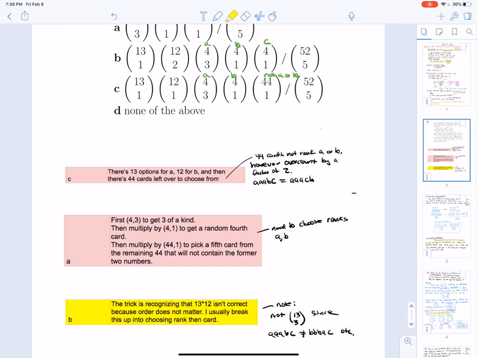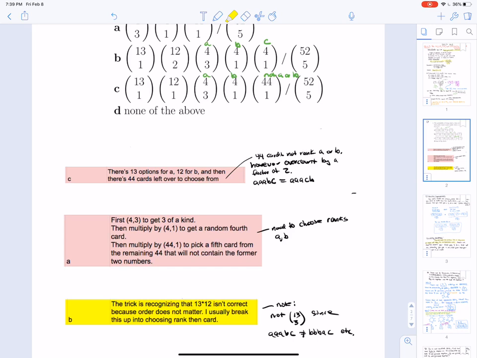One person who said C says that there's 13 options for A, 12 options for B, and then there's 44 cards left over to choose from. So that sounds great, except for the fact that you're overcounting by a factor of 2, namely AAABC and AAACB are the same in a poker hand. So namely, for any of the singles, the order doesn't matter. So we need to divide by 2, hence the 12 choose 2.